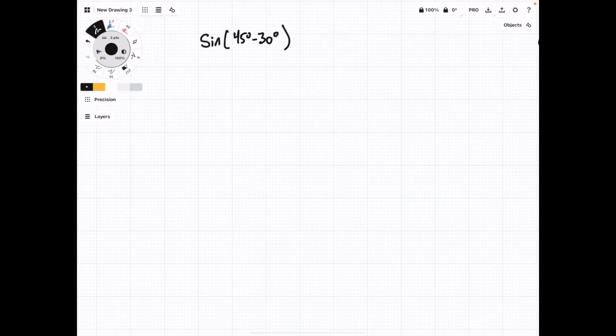Now that we know what the sum and difference formulas are, we're going to run through some practice problems. So to start off, we have the sine of 45 degrees minus 30 degrees. This is actually equal to the sine of 15 degrees, but you wouldn't really know that just by looking at it. So this is where our formulas come in.